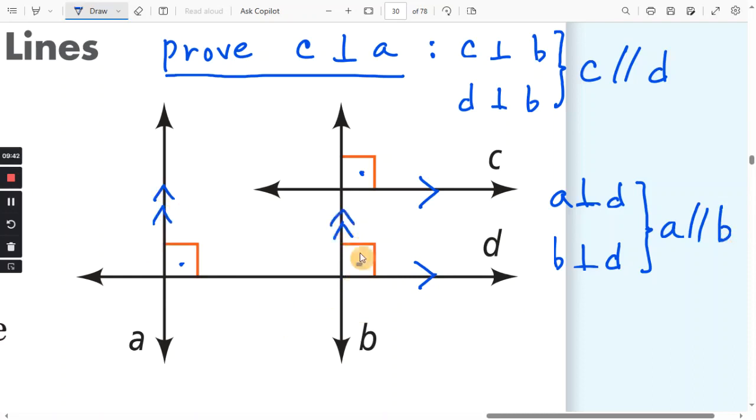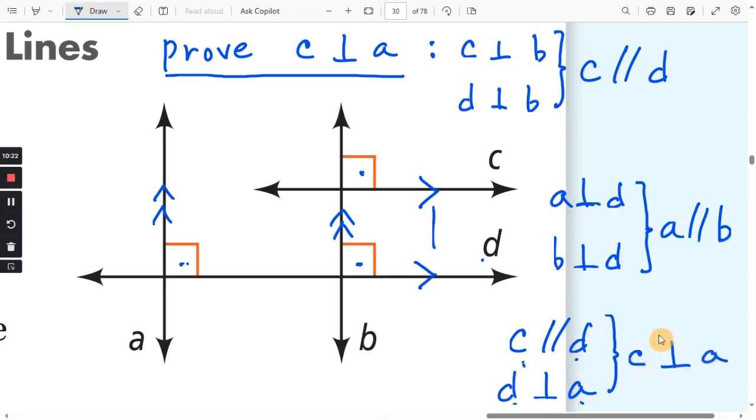All right, and finally, we want to prove C perpendicular to A. Well, we already have C and D parallel. C is parallel to D. And we already have D perpendicular to A. D is perpendicular to A. Therefore, if C is parallel to D and D is perpendicular to A, we know that C is perpendicular to A. So that's what they asked us to prove.